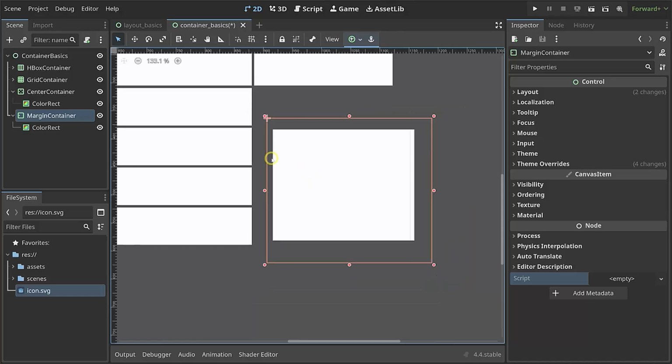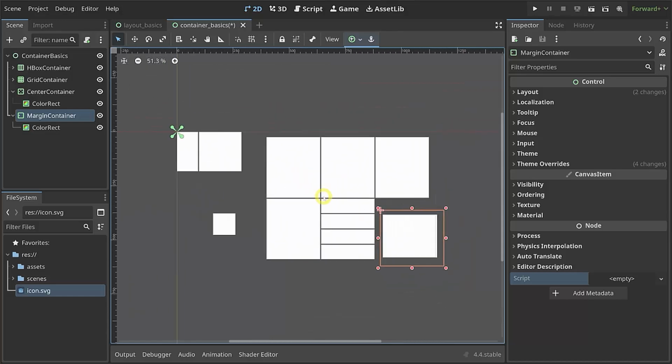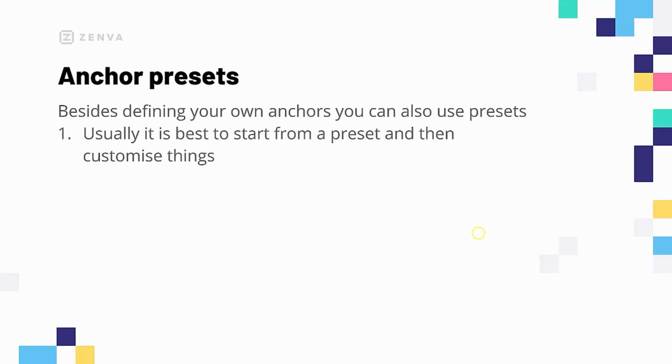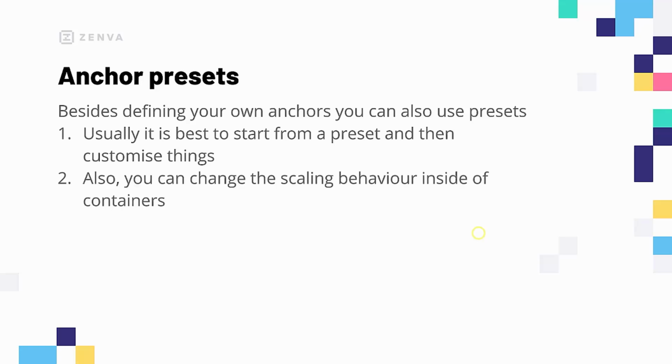But I think for this video, we have covered containers, and I hope at this point all of this makes sense. Let's talk a bit more about anchors and containers. Most importantly, I want to talk about presets. Because besides defining your own anchors, you can also use presets, which sometimes you want to do, but most of the time it's just a more convenient starting point for your actual layout. Meaning you're basically always going to use a custom layout, but to get what you want faster, you can start on a preset. On top of that, inside of a container, you can change the scaling behavior.